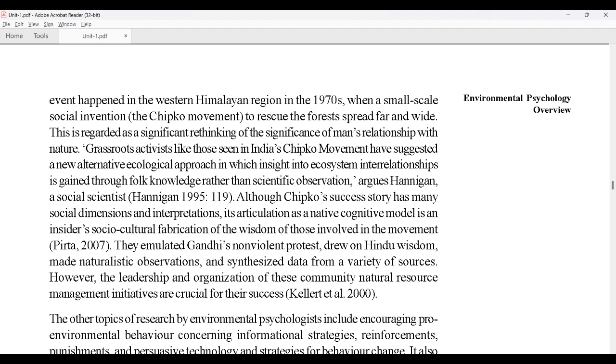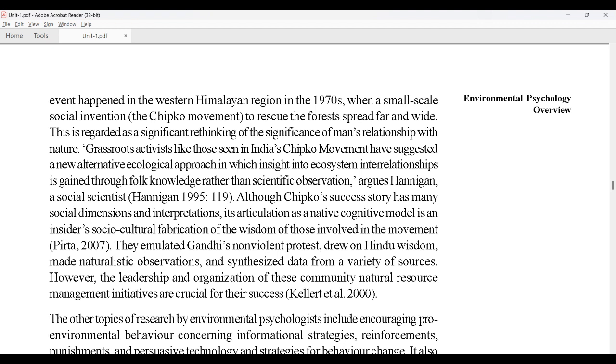Although Chico's success story has many social dimensions and interpretations, its articulation as a native cognitive model is an insider's socio-cultural fabrication of the wisdom of those involved in the movement. They emulated Gandhi's non-violent protest, drew on Hindu wisdom, made naturalistic observations, and synthesized data from a variety of sources. However, the leadership and organization of these community natural resource management initiatives are crucial for their success.